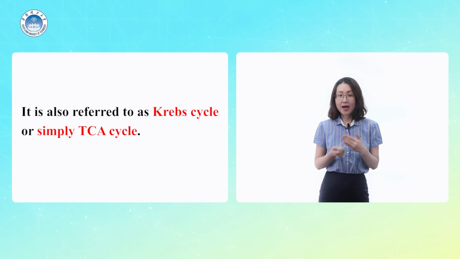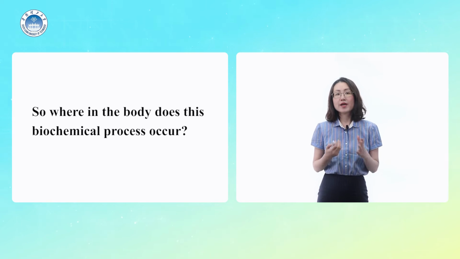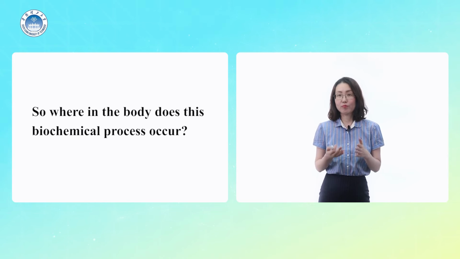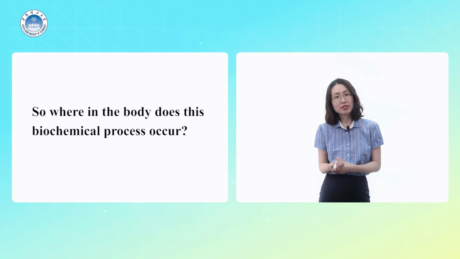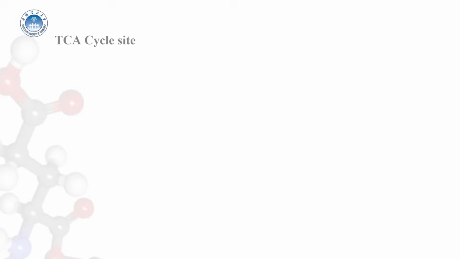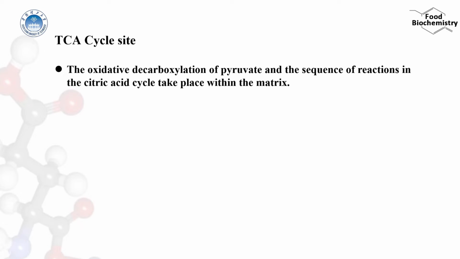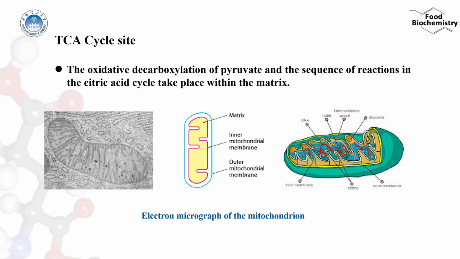This cycle is the biochemical hub of the cell, oxidizing carbon fuels, usually in the form of acetyl-CoA, as well as serving as a source of precursors for biosynthesis. So where in the body does this biochemical process occur? You may recall that glycolysis takes place in the cytoplasm. The TCA cycle, on the other hand, occurs in the mitochondria, specifically in the matrix of the mitochondria. Remember that the mitochondria is the energy center of the body.